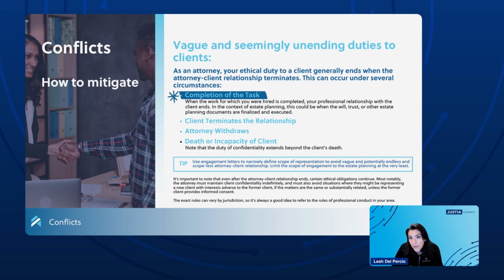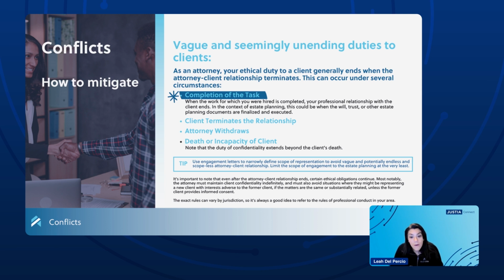That can occur under several circumstances, whether it be completion of the task, which is what you should focus on. That's why I have it highlighted here. Make sure that your engagement letter outlines the task, the scope of the work, and then says when it's complete. So it's very clear where you start and end as their counsel for that particular client matter. Other circumstances are the client terminating their relationship, the attorney withdrawing, or the death or incapacity of the client.